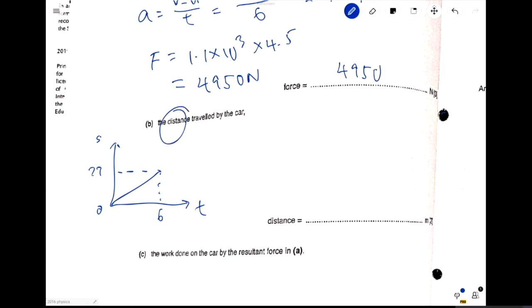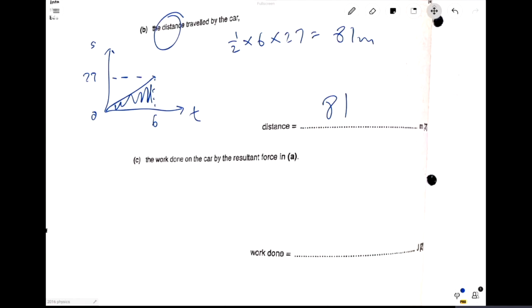Okay, so anyway, speed-time graph. To find distance, where is the distance? The gradient. No. The area. Okay, how to find area? Half times base times height. So key into the calculator, we get a value of 81 meters. Right? Easy enough.